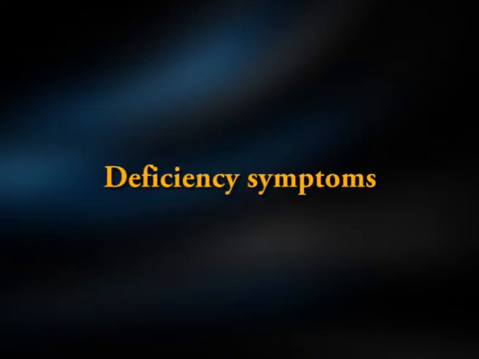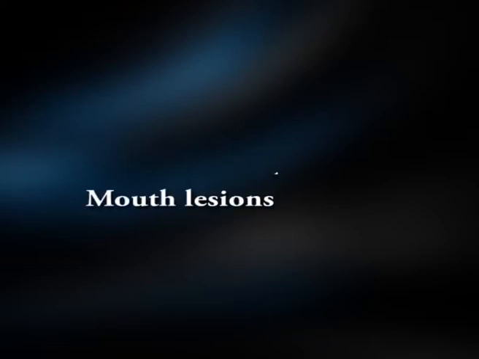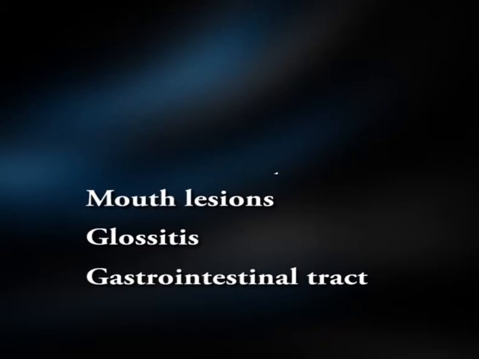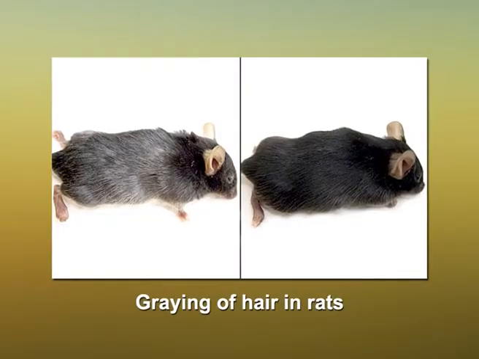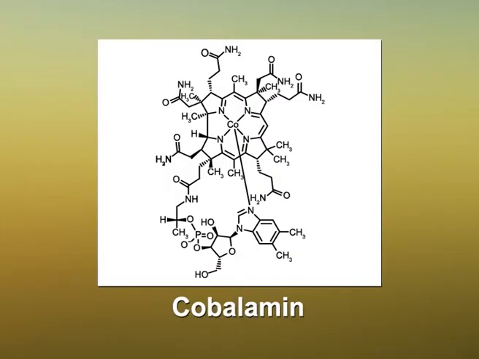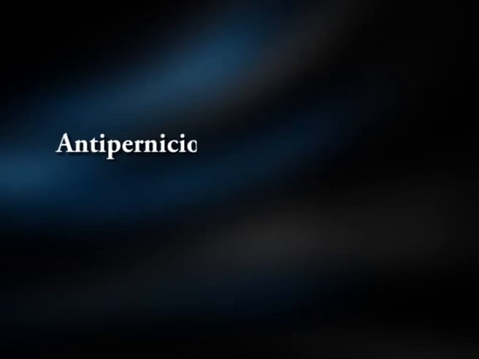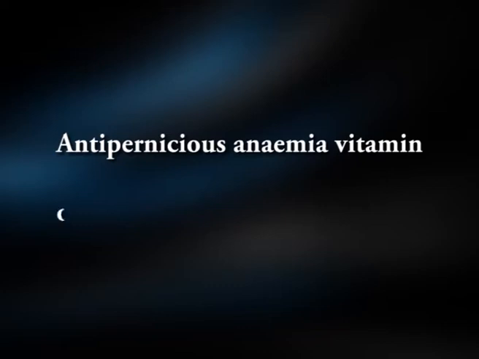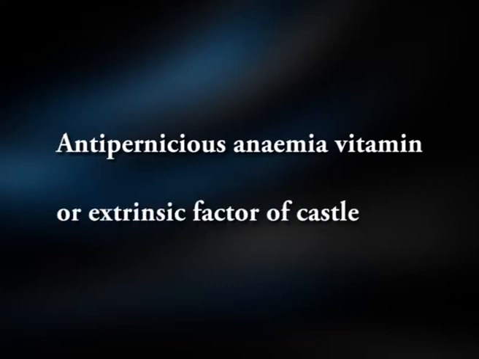Deficiency symptoms. Folic acid deficiency in man causes megaloblastic, nutritional, macrocytic anemia, leukopenia, mouth lesions, cholestasis, and disorders of the gastrointestinal tract. In rats, deficiency of this vitamin leads to graying of hair. Vitamin B12. It is also known as cobalamin, anti-pernicious anemia vitamin, and animal protein factor APF, or extrinsic factor of Castle.